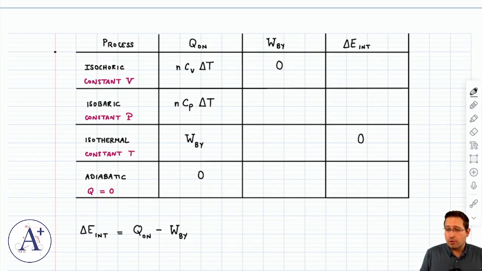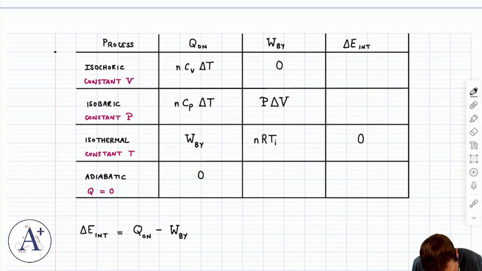Okay, the work by column. Isochoric means no work. That's done. Constant pressure. If pressure is constant, work is simply equal to P times delta V, the change in volume, V final minus V initial. If the temperature is constant, the work done by the gas, and I'm not going to do the derivation, we're just going to write it like this. It's going to be N R T, initial or final, it doesn't matter, they're the same because it's isothermal, times the natural log of V final over V initial.